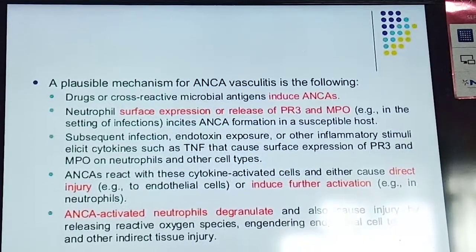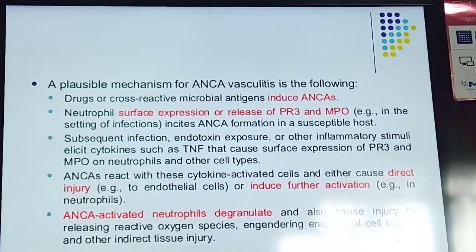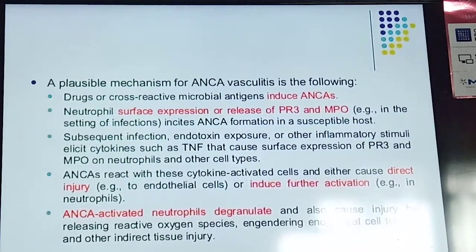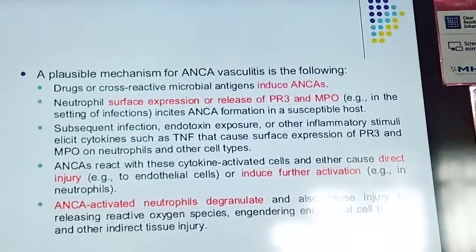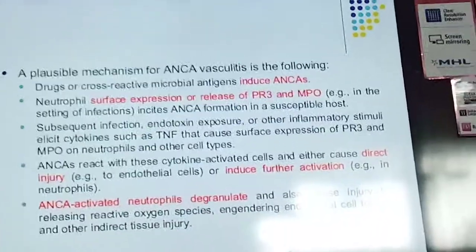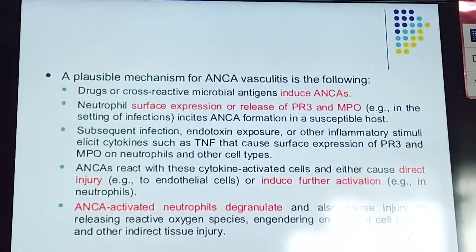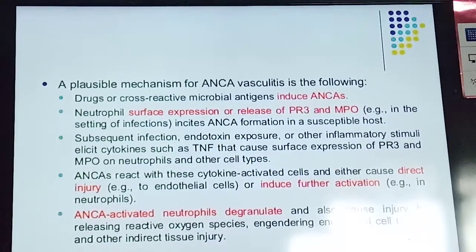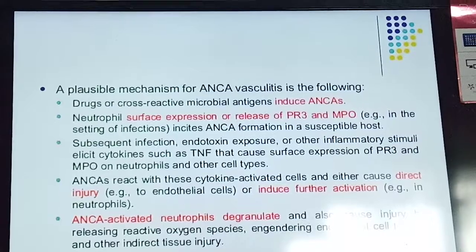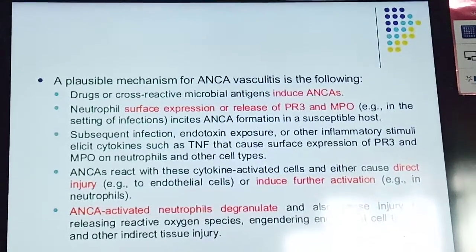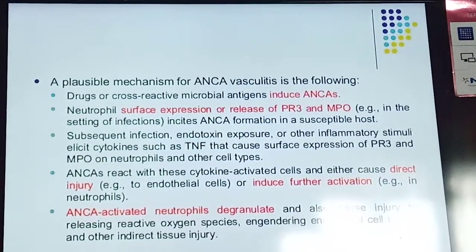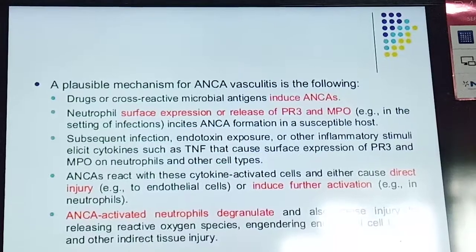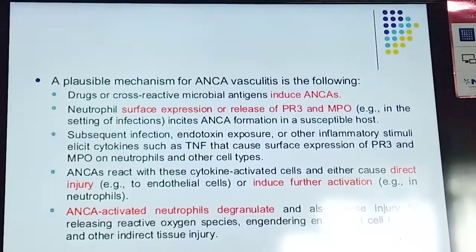Now the mechanism associated with ANCA vasculitis is the following. A drug or cross-reactive microbial antigen induces the ANCA. Neutrophil surface expression or release of PR3 and MPO in the setting of an infectious agent may lead to ANCA formation in a susceptible host. Subsequent infection, endotoxin exposure, or other inflammatory stimuli may lead to the release of cytokines such as TNF, which cause surface expression of PR3 and MPO on neutrophils and other cell types.